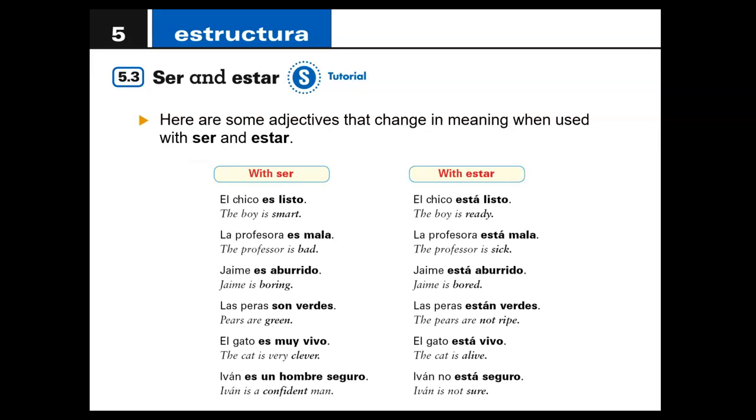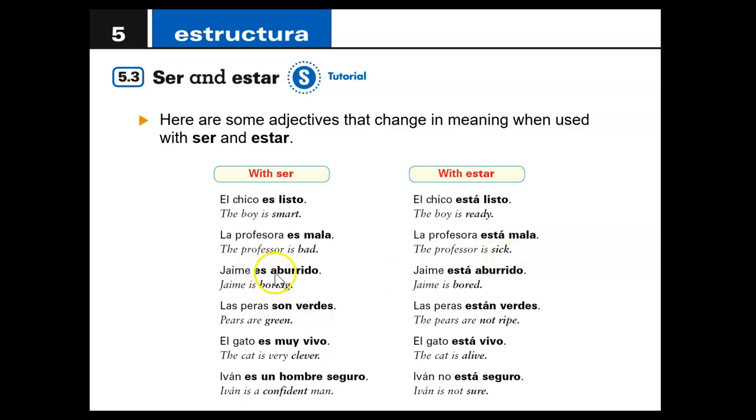And then here are some other examples of when the adjectives change in meaning when using ser versus estar. You really want to take note of this, because I know a lot of our assignments will be focusing on this slide particularly. So for example, el chico es listo, the boy is smart or savvy. El chico está listo, the boy is ready. La profesora es mala. La profesora está mala. Notice it changed from bad to sick.